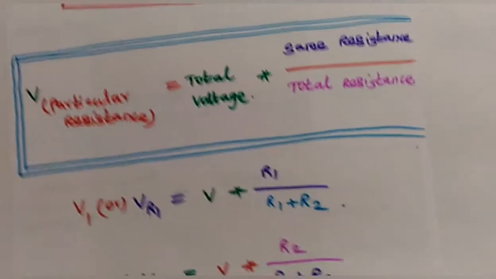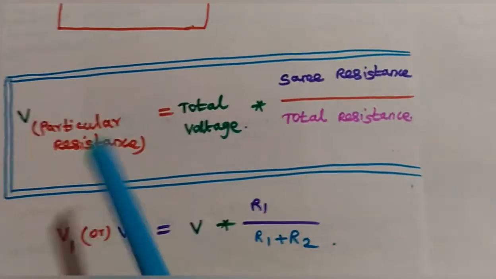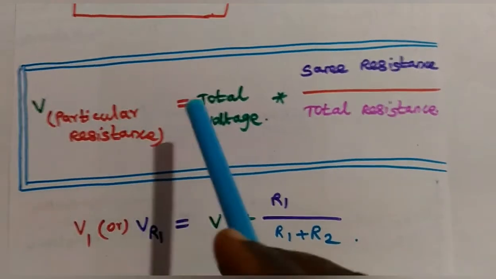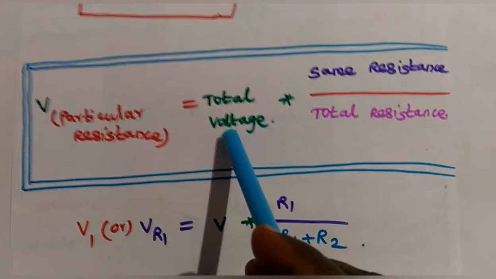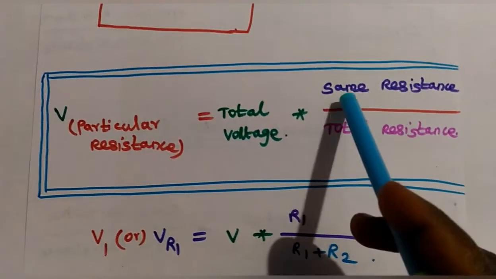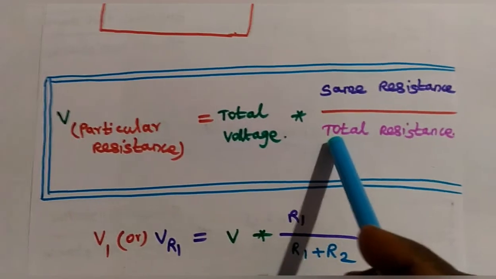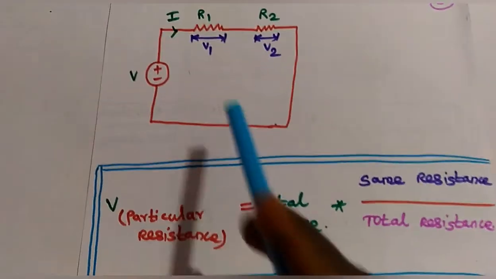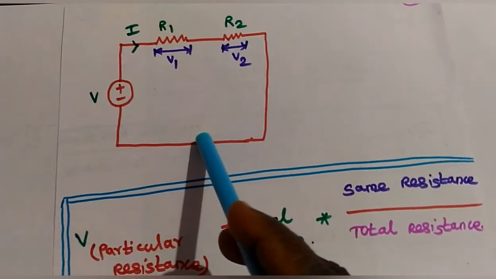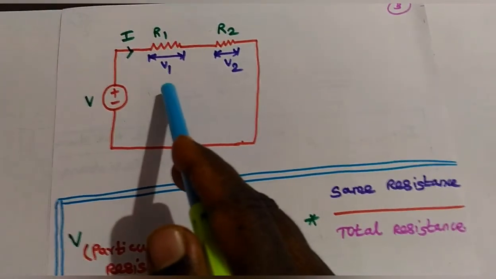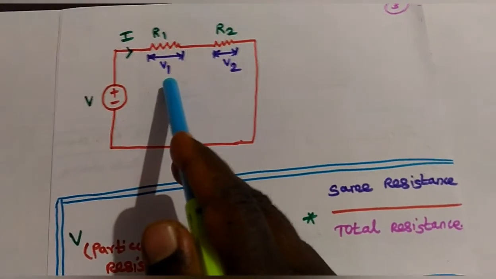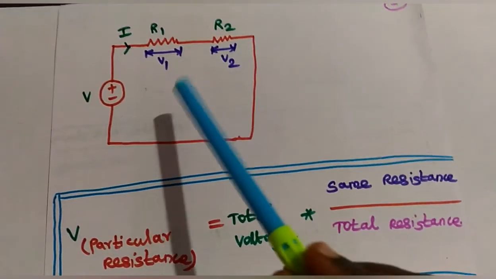So the voltage divider rule is nothing but the voltage across a particular resistance, which is equal to the total voltage applied to the network times the same resistance value divided by the total resistance, right? So take this network. Suppose I want to find the value of voltage across the resistance R1, how do we find out the value, right?